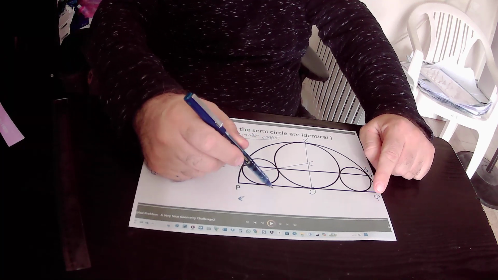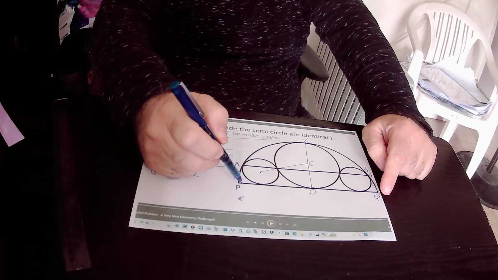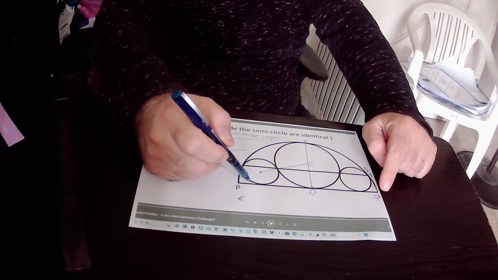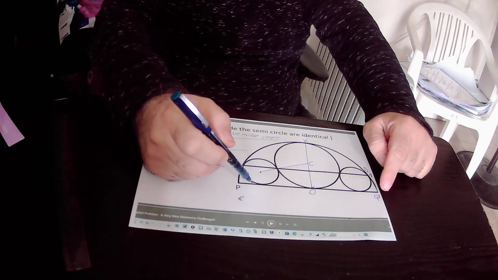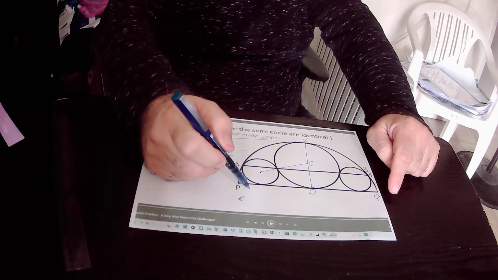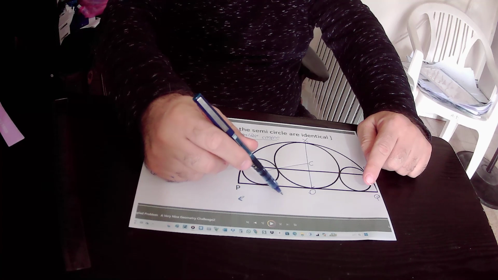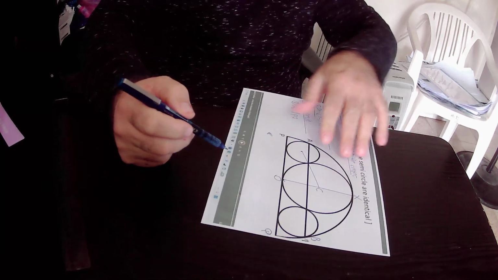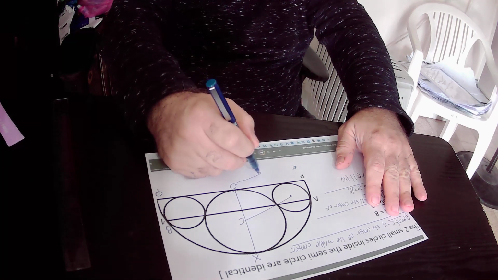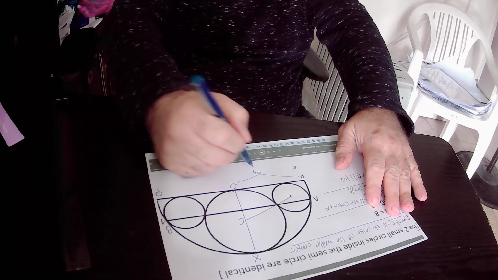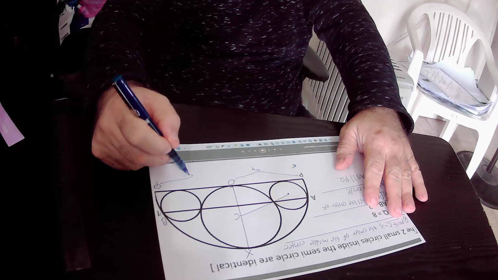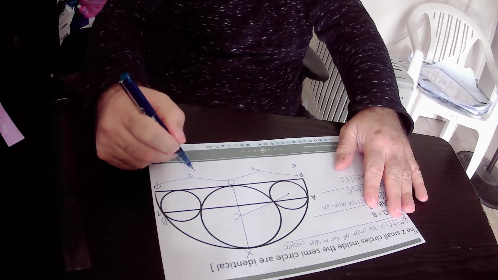PQ is actually the diameter of the semicircle, and the diameter of any circle is twice as large as the radius, so 8 equals 2 times the radius of the semicircle. Therefore, the radius of the semicircle equals 4 units. That is to say, PO, the radius of the semicircle, equals 4 units, and OQ also, the radius of the semicircle, is also equal to 4 units.